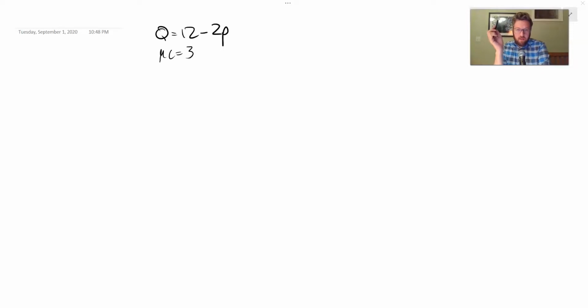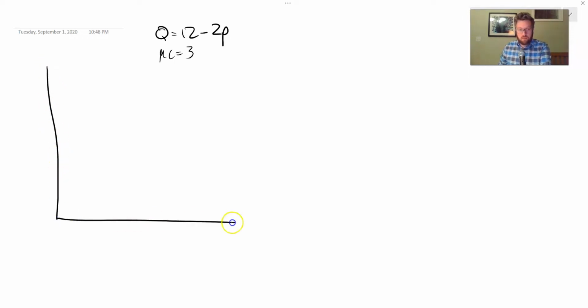Okay, let's work out how you would do a perfect price discrimination if you are a firm with marginal cost of 3 and you're facing a demand curve 12 minus 2p. Okay? So this is a situation where you want to draw a picture. Okay? And let's begin by assuming that we're going to do a two-part tariff.